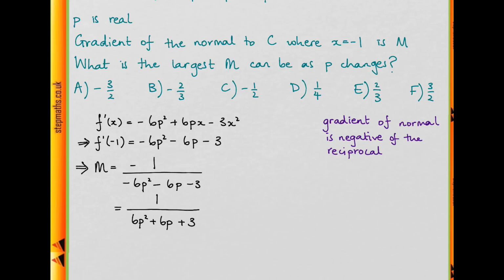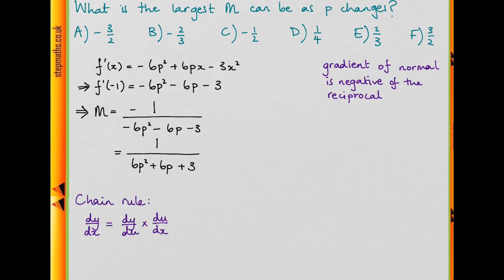And because we want to find its largest value, whenever we're trying to find the largest or smallest, or maximum or minimum of something, then differentiating is often a good way to go. So we want to differentiate this with respect to p, and then set it to 0, and that will tell us the value of p at which this maximum occurs. And to differentiate m, we're going to want to use the chain rule.